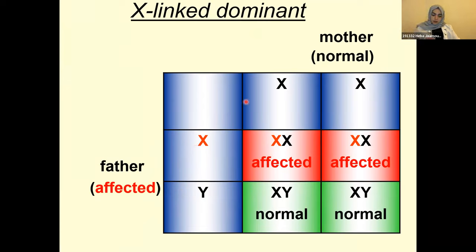When it comes to the daughters, on the other hand, all of them will be affected. From the name, it's dominant, so even if you have only one abnormal allele, the individual is affected. There's no such thing as a carrier over here because it's a dominant disease, a very assertive disease. The daughter is definitely going to get one X from their father and one X from their mother. The X from the father is affected, so all daughters are going to be affected if the father is affected.